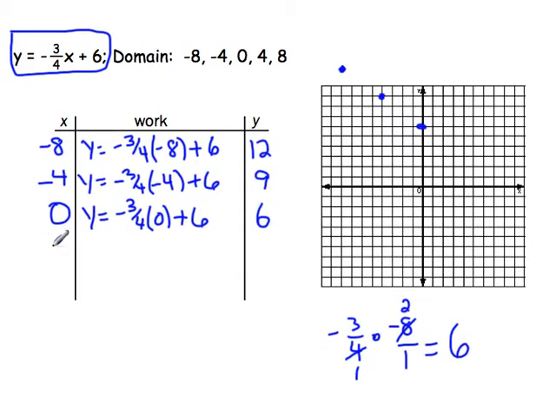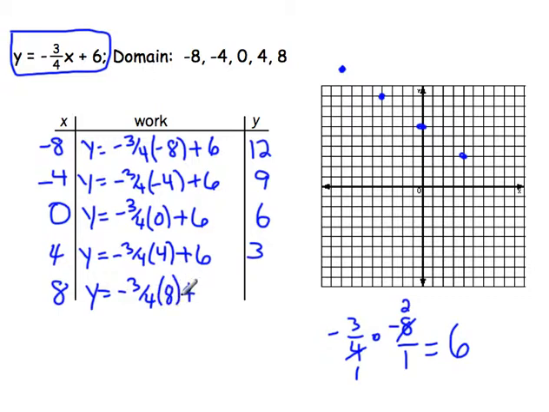Plug in 4. Y equals negative 3/4 times 4 plus 6. Again, the 4's would factor out, but this time I'd have negative 3 plus 6 is 3. So we have a point at 4, 3. And then the last one, plugging in positive 8, y equals negative 3/4 times positive 8 plus 6. Okay? And if you do this multiplication, it's going to end up being negative 6 plus 6 is 0. So we should have a point at 8, 0.